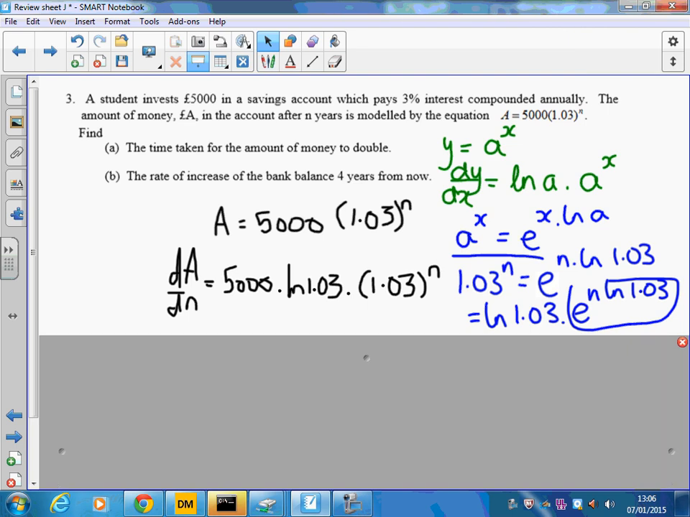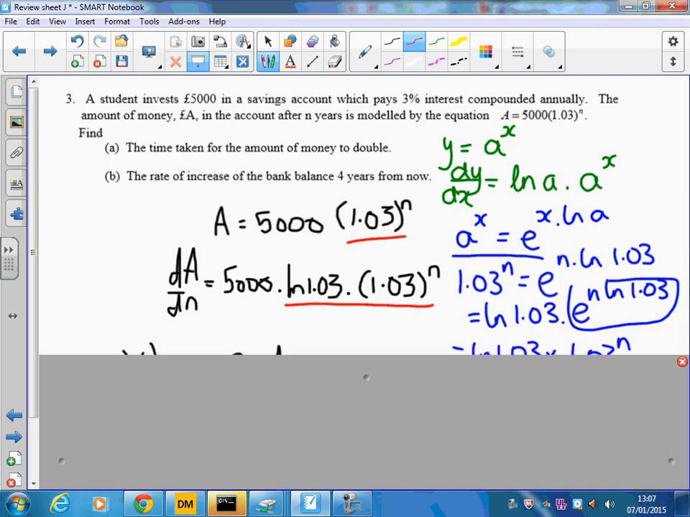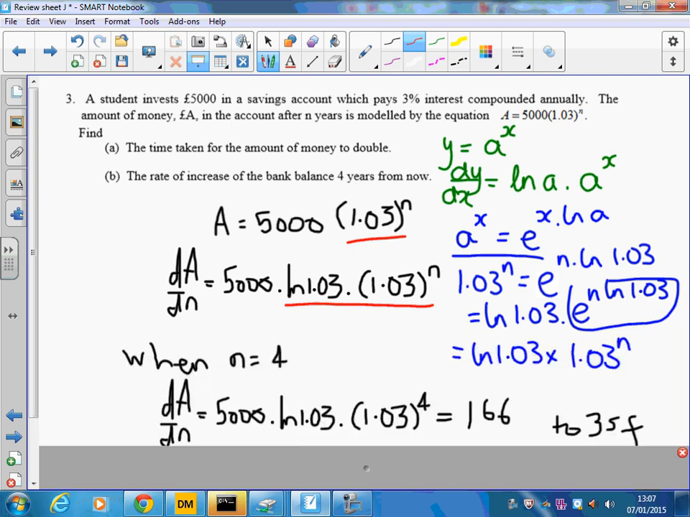So A went to dA by dn, 5,000 just stays out because it's a coefficient, and we've just discovered that 1.03 to the n differentiates to this. And it wants to know the rate of increase of the bank balance after 4 years, so n is 4. So let's substitute 4 in, just replacing n with 4.